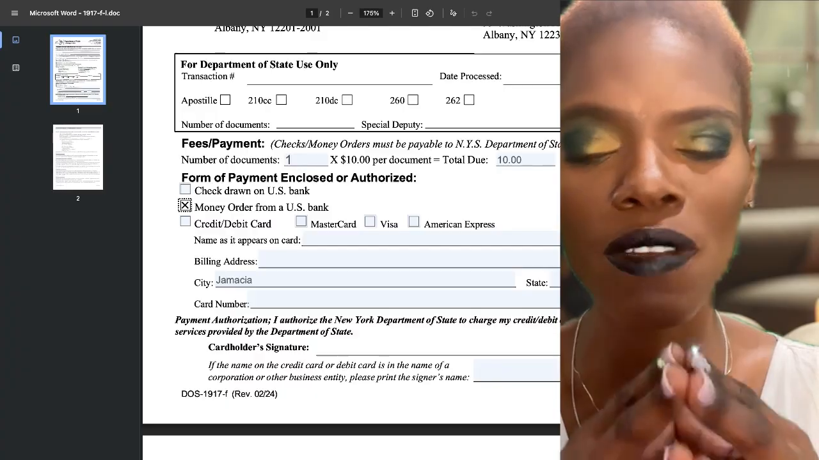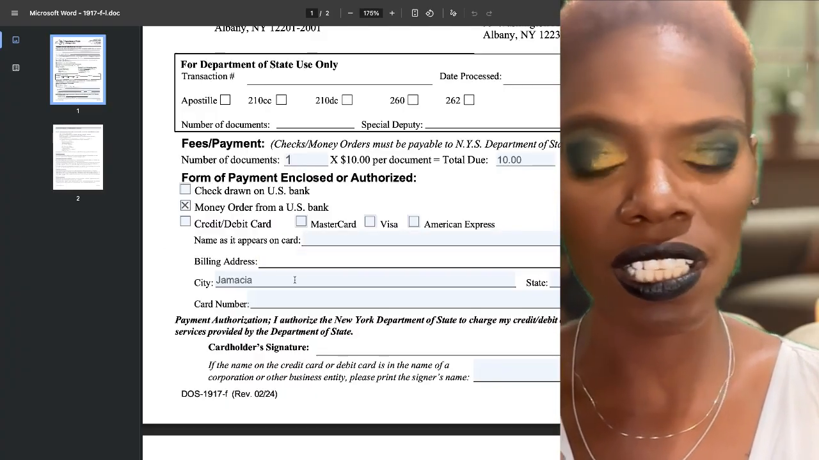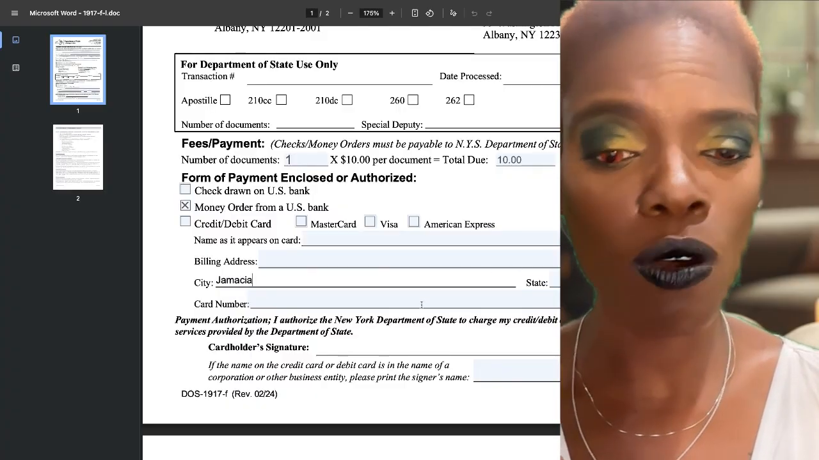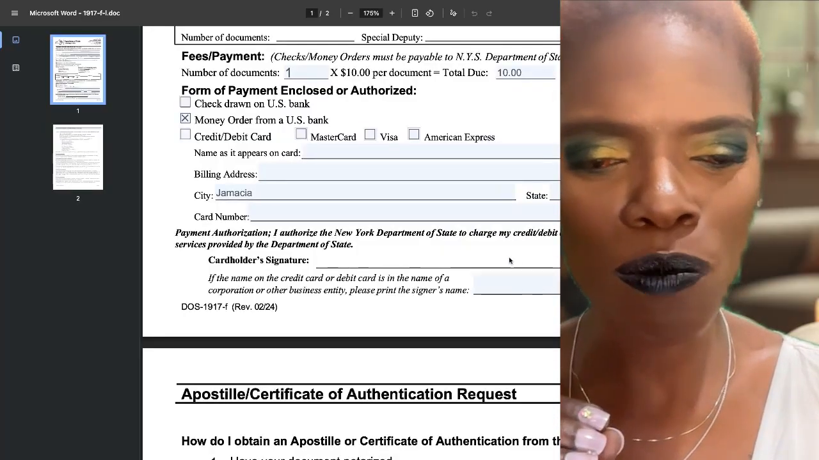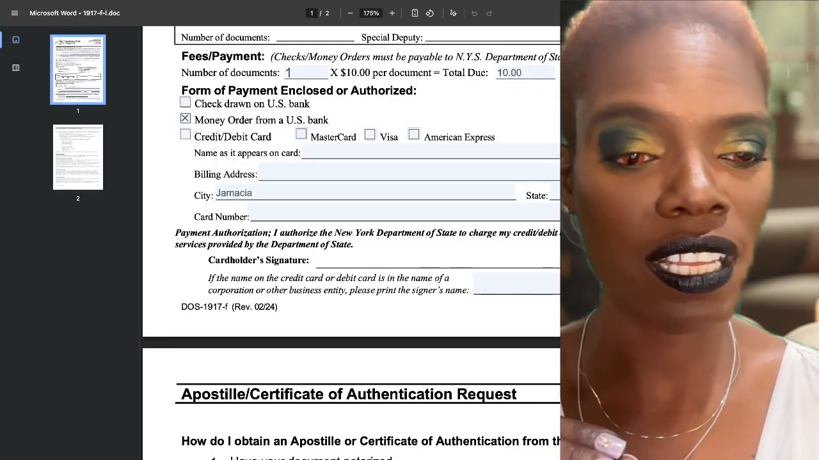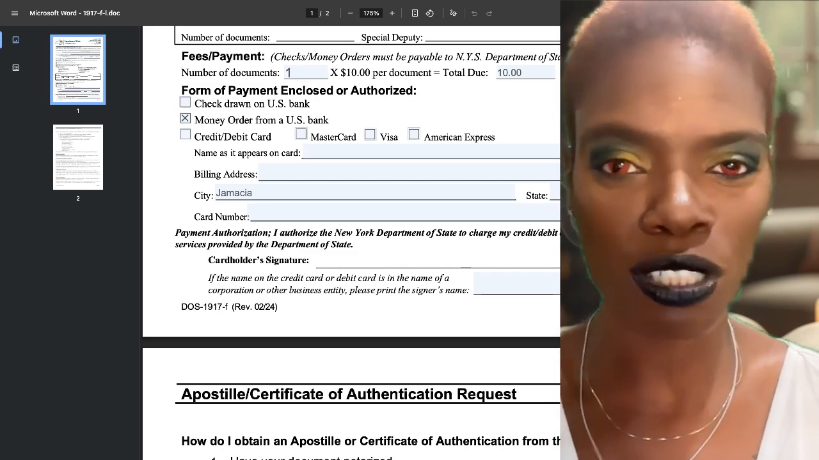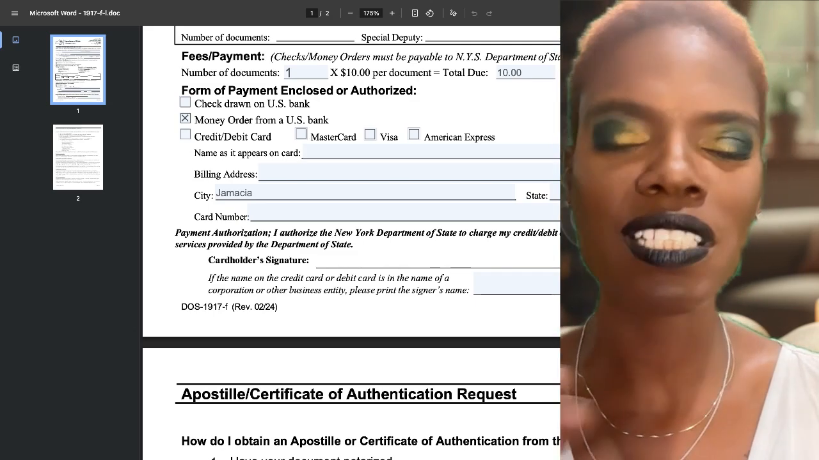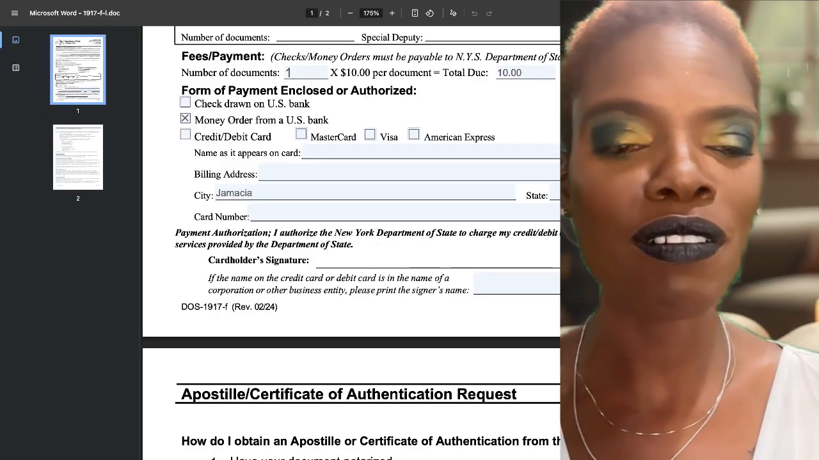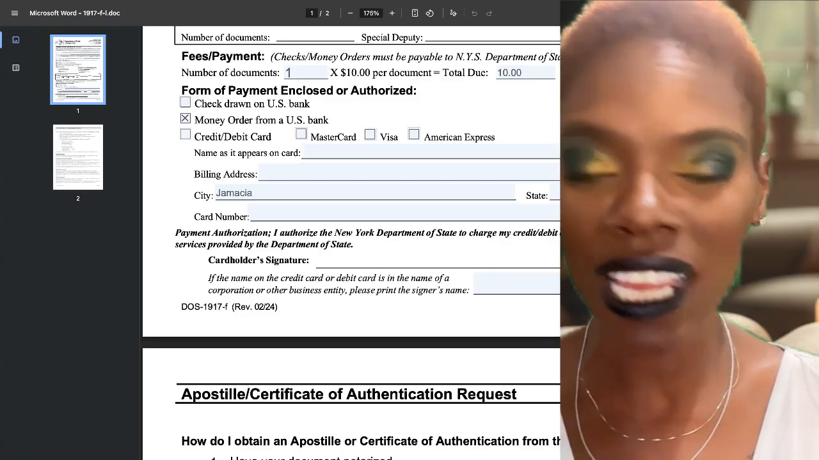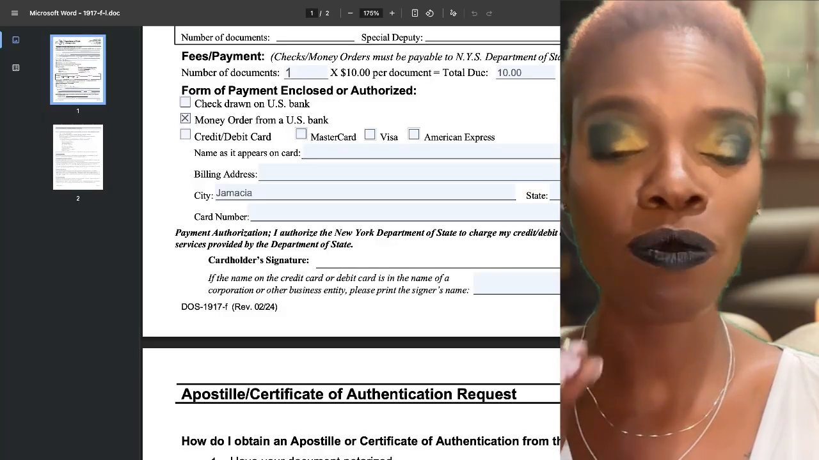If you use credit or debit, you have to fill out the information that is underneath. That means your name, the billing address, city, state, zip code, card number, expiration, and the CVV. And the most important part, you have to sign your name, you guys. If you forget to sign your name on this application, they will send this application back to you, which will prolong the whole process and you have to start again. So in order to avoid that, print it out if you have to, sign it with wet ink if you have to, but do not leave it blank, ladies and gentlemen, if you choose to use credit or debit.